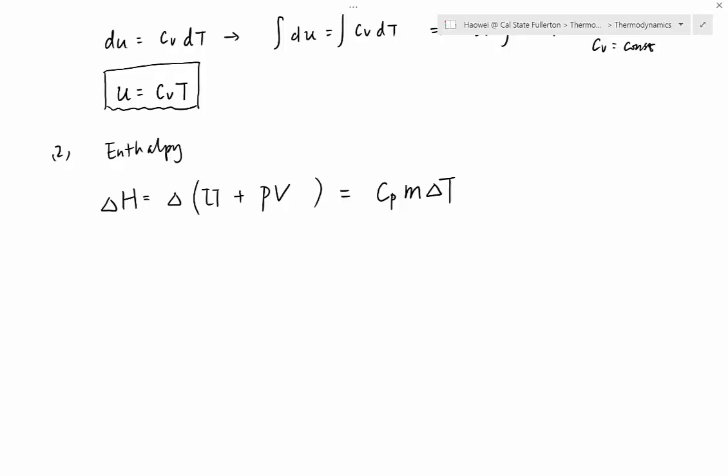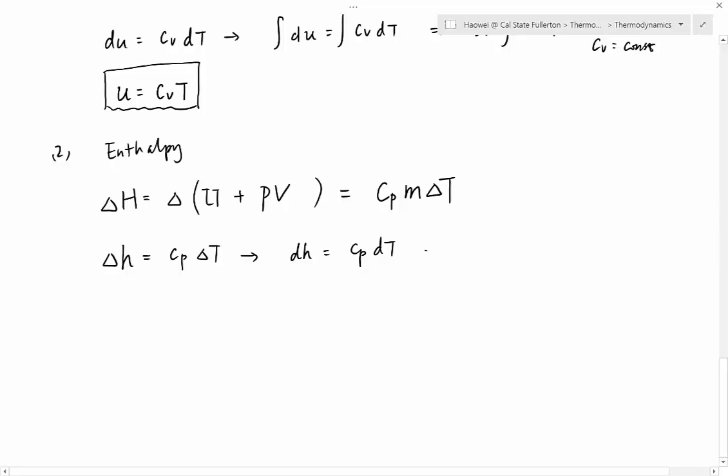Okay, so next step, what we're going to do is to divide both left-hand side and right-hand side by mass. Delta capital H over mass becomes lowercase h, specific enthalpy. And the right-hand side becomes Cp times delta T because mass goes away. Now just like before, if we know every step length is very, very small, we can change delta to differential. So this equation becomes dh equal to Cp times dt.